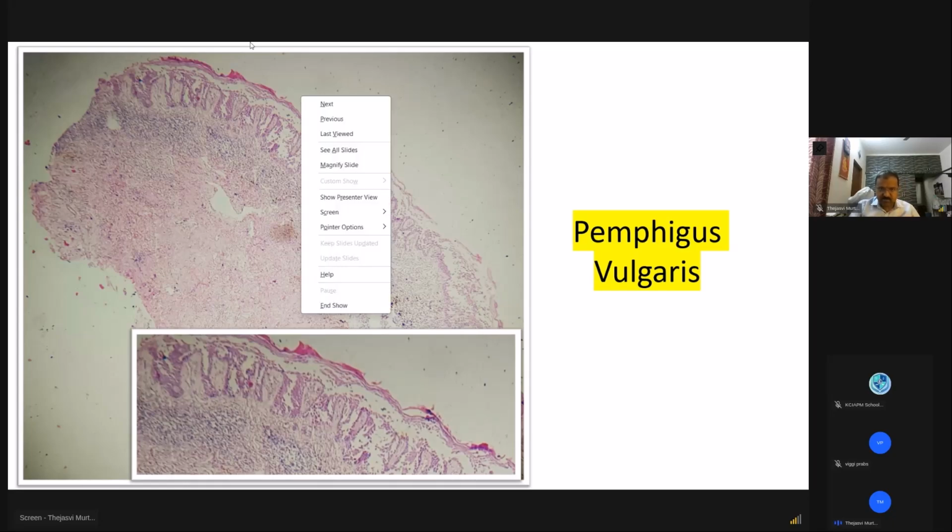I'll just replace the pointer. Okay, where's the pointer here?